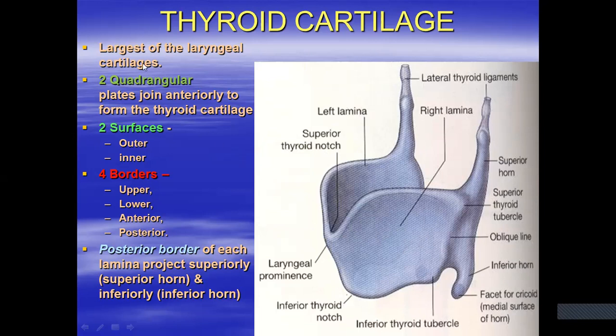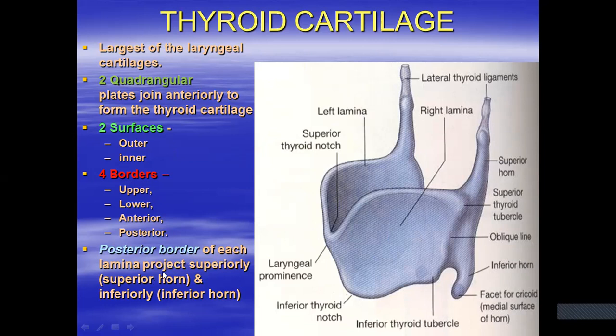Each lamina is quadrilateral in shape and has four borders: the upper border, the lower border, the anterior border, and the posterior border. There are two surfaces, the outer surface and the inner surface.